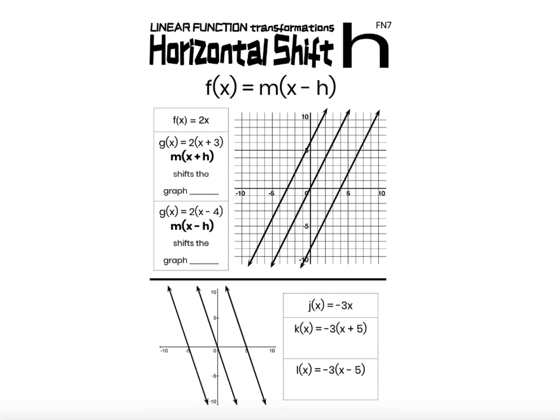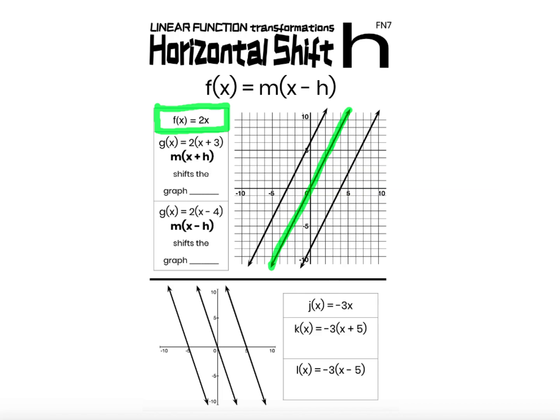When a linear function rule is written in the form f of x equals m times (x minus h), that h parameter shifts the graph of the function left and right. In this top set of examples, we're going to be comparing both versions of g of x to this initial function f of x equals 2x. This is the graph through the origin with a slope of 2. It's a little steeper than the parent function.